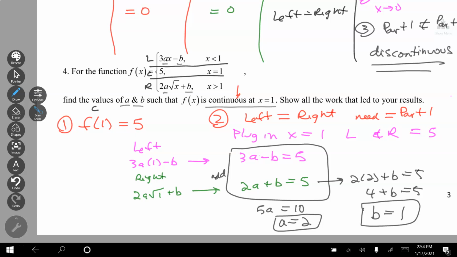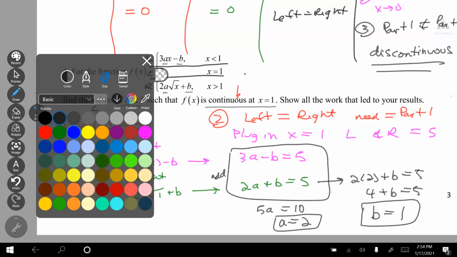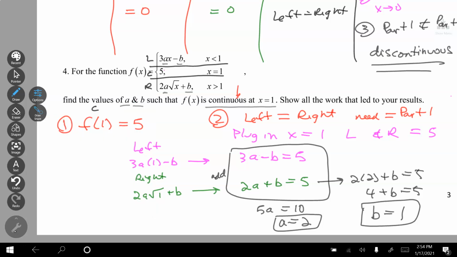So if I wanted to rewrite these equations on top here, I could rewrite these functions as plugging in, this would be 6x minus 1, and this one would be 2 square root of x plus 1, and that would be the formulas to make this a continuous function at x equals 1.